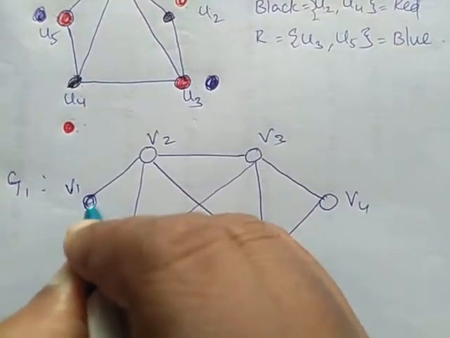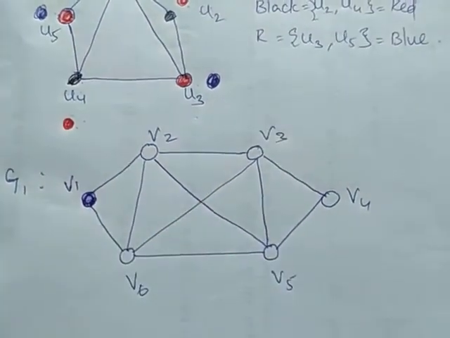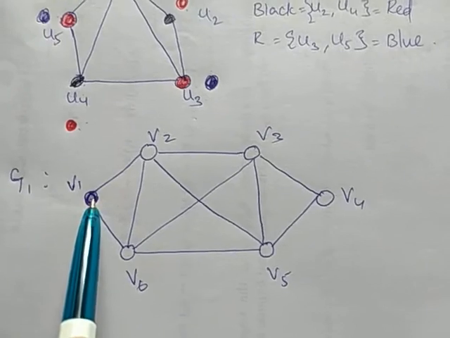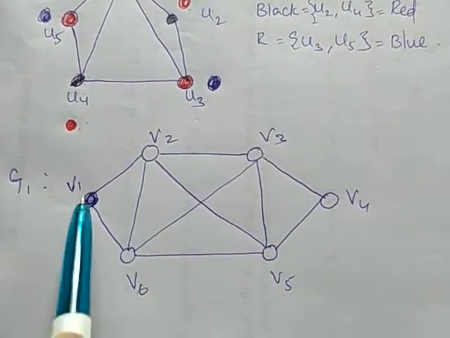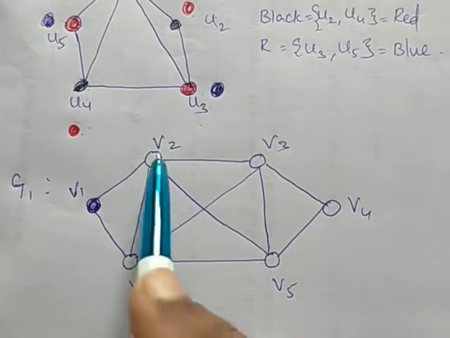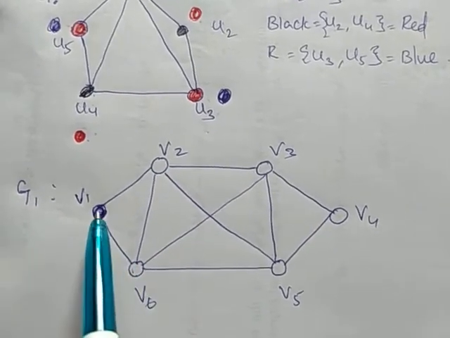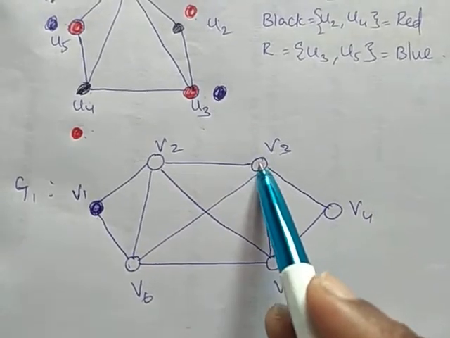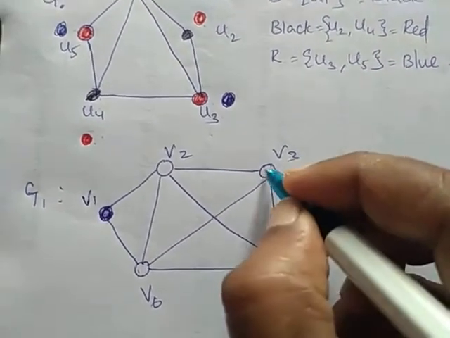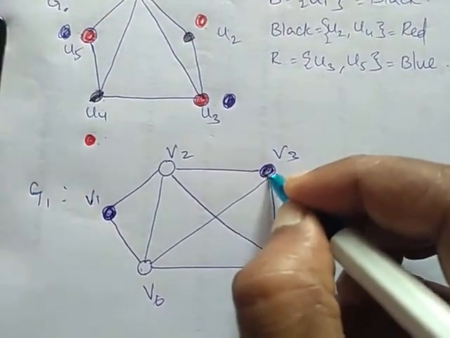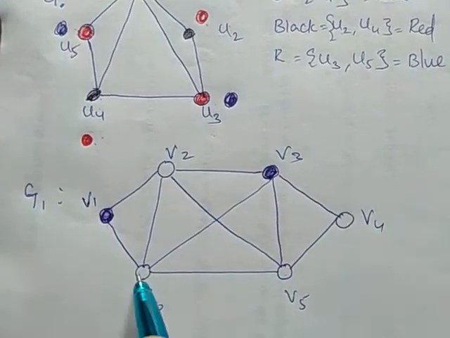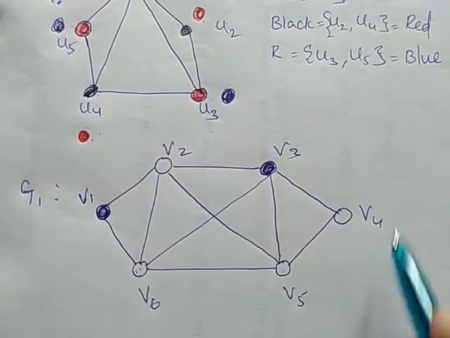V1 I'll take as blue, the first vertex. Since V2 is adjacent, V3 is also adjacent, I'll choose some other color for this too. So I can take V3 as blue again. Correct? And this is adjacent to this, adjacent to this, adjacent to this. So I cannot take blue color anywhere else.